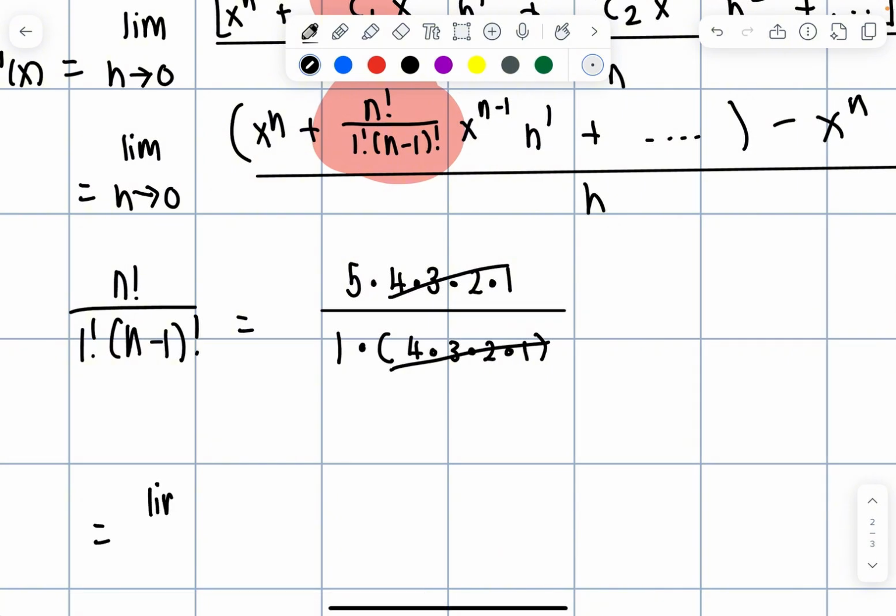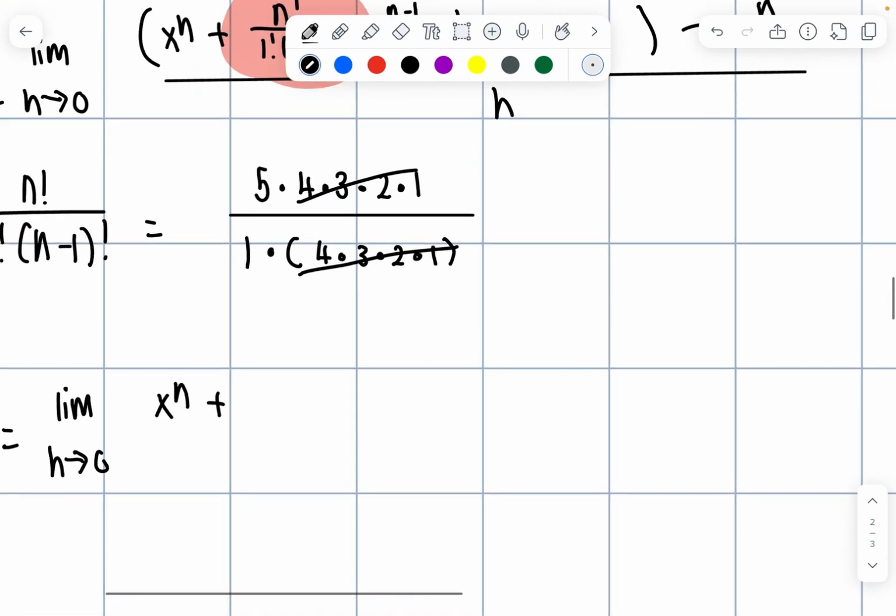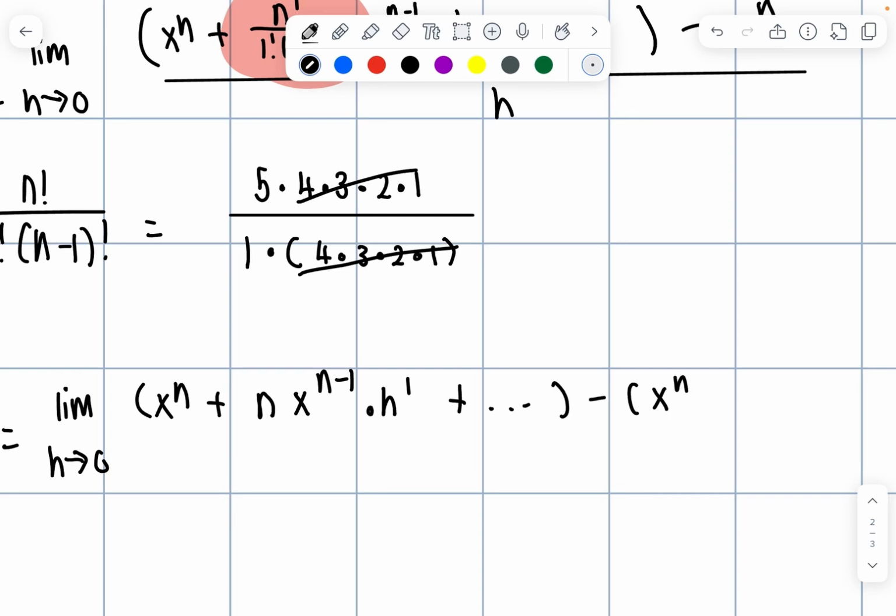So we use the limit as h tends to 0 of x to the n plus, now we know n factorial, so n choose 1 will just be n, n times x to the n minus 1 times by h to the 1 plus whatever, minus x to the n over h.